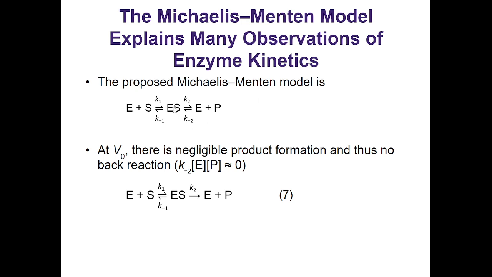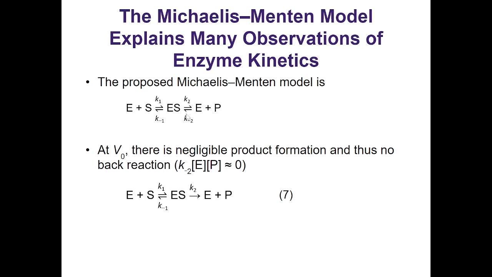Now, in this form right here, the complex ES, this would be a minima within the transition state. Remember those intermediates? So I know it says ES, but actually that S is more like part of the way to P.